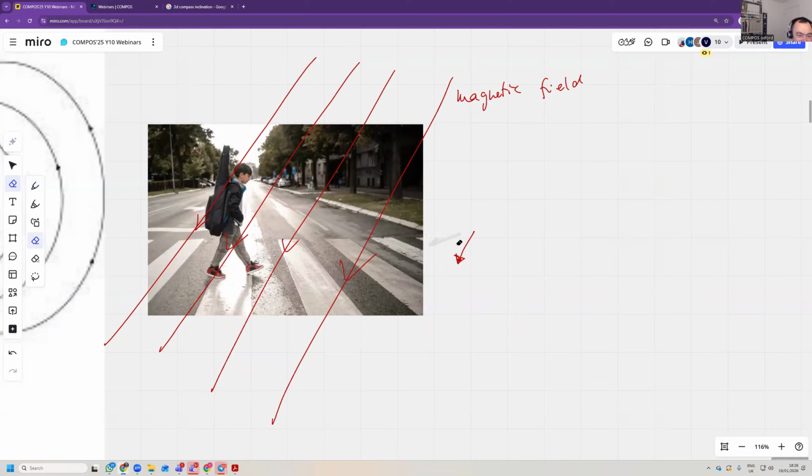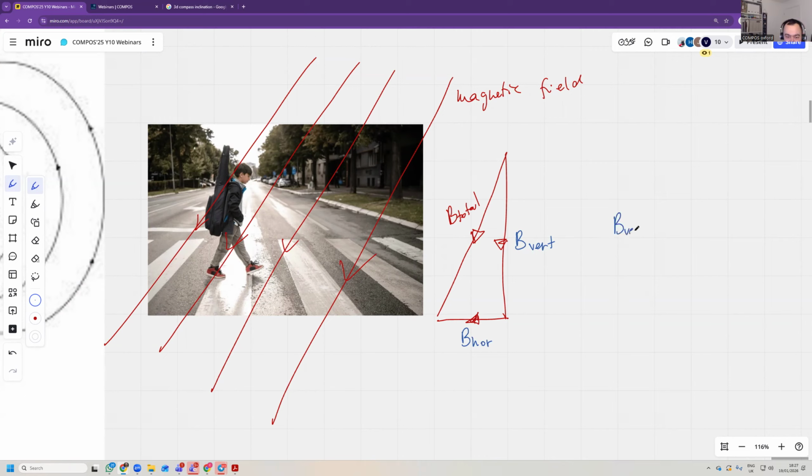Okay, so you have a magnetic field, and it says that the vertical component is 85% of the total. So this is the total field. It has two components, the vertical component and the horizontal component. This is B vertical and this is B horizontal. They say that B vertical is 85% of B total.